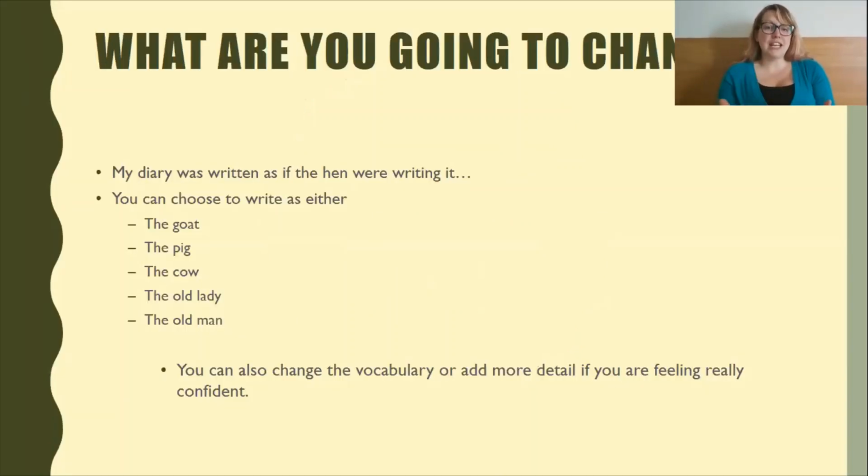So what are you going to change? When I wrote the diary, I wrote as if I was the hen. You are going to choose one of the other characters. So you are going to write as either the goat, the pig, or the cow.